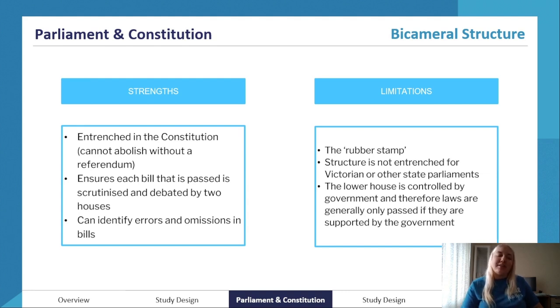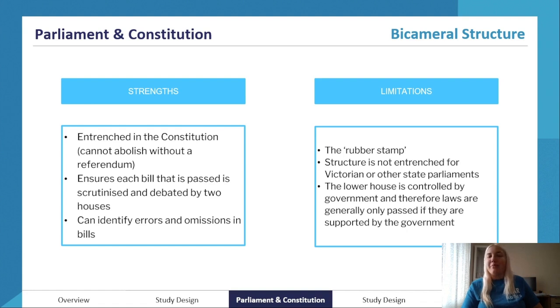So obviously, if this is done, it just helps to ensure that the bills, the laws that are initiated, are really strong, really foolproof. They're likely going to be effective, and there's nothing missing or errors within those laws.